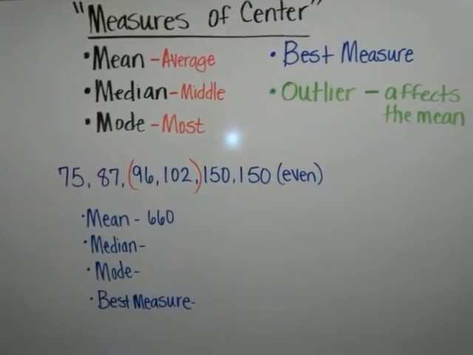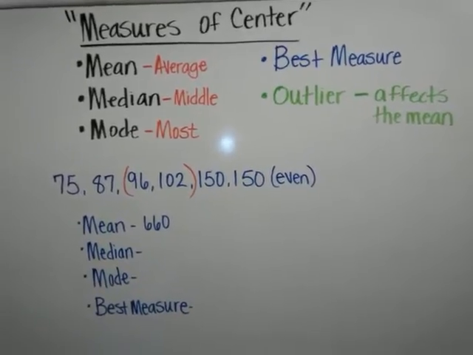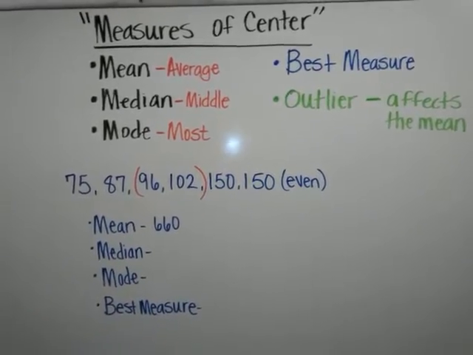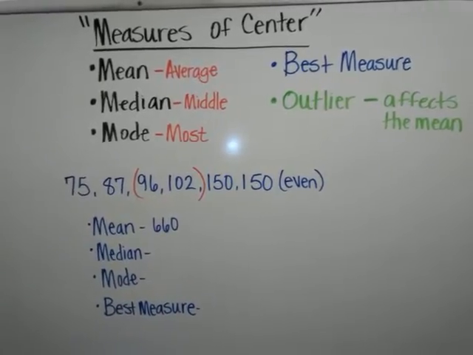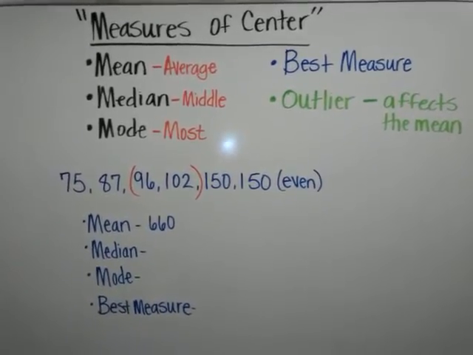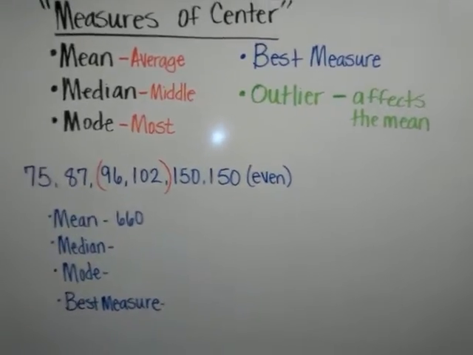Then you have to identify the best measure. You will pick the best measure that represents the data set as a whole. The majority of the data is around this possible number. And think of the term outlier when you're doing that. If you have an outlier within a data set, the mean is going to be affected the most.